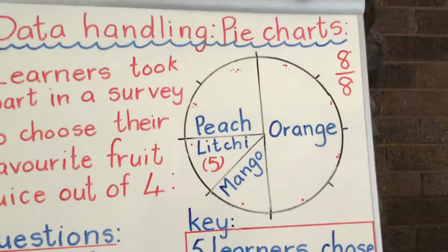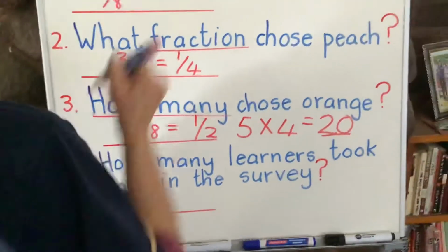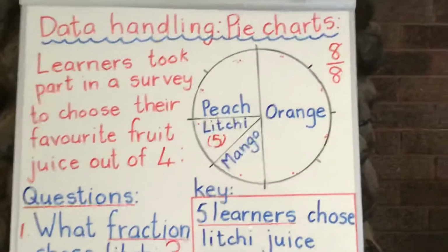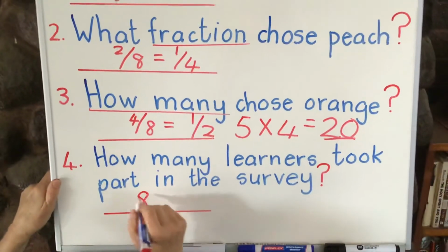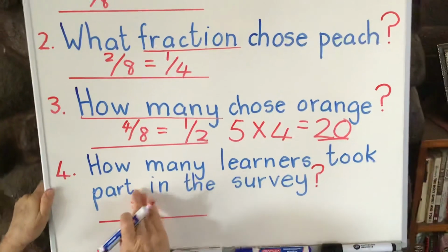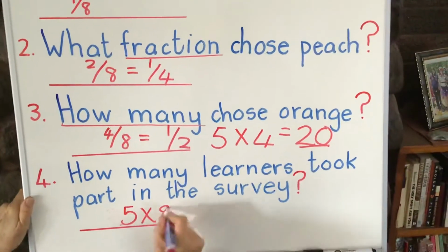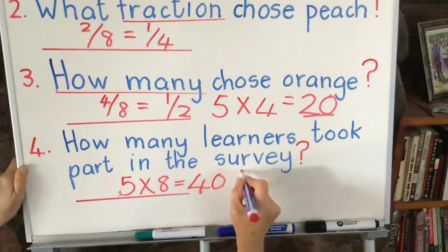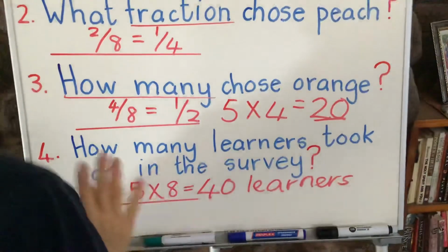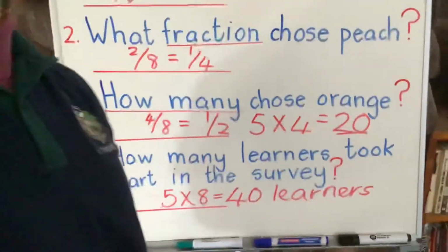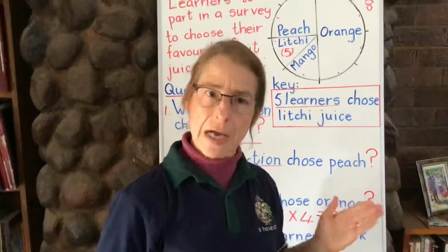Then the last question, how many learners took part in the survey? All right, so if 1/8 was 5, then 8/8, we're going to times 5 by 8. 5 times 8 equals 40 learners, and that's how many children took part in the survey. Okay, so now I hope that you will enjoy doing your pie chart today.